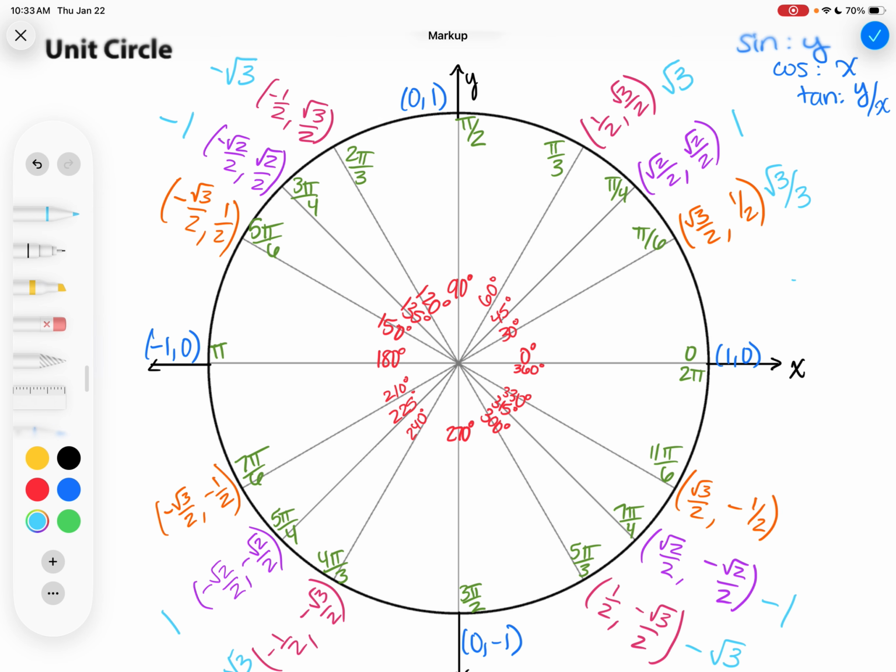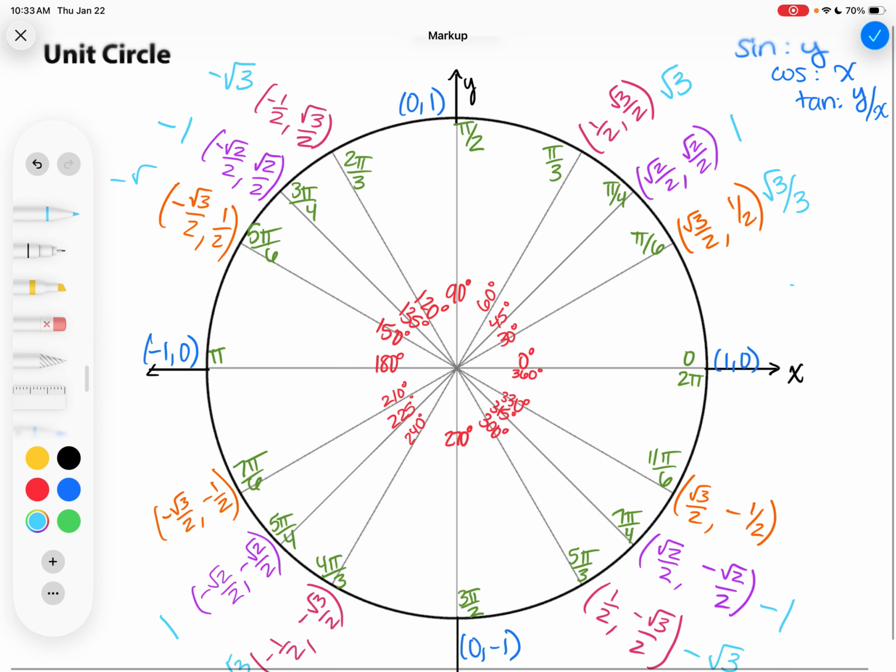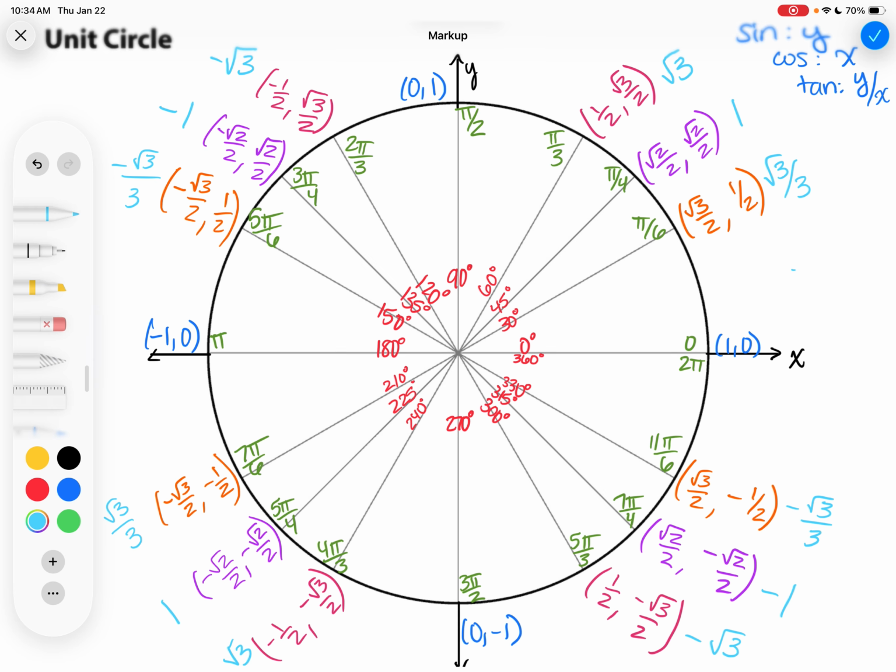And then the signs just change as you go around. So at 5 pi over 6, it is negative root 3 over 3. At 7 pi over 6, it's positive root 3 over 3. And at 11 pi over 6, it is negative root 3 over 3. This doesn't look as complicated as it did in previous years. Once you have a little bit of an understanding, it's definitely not as bad.